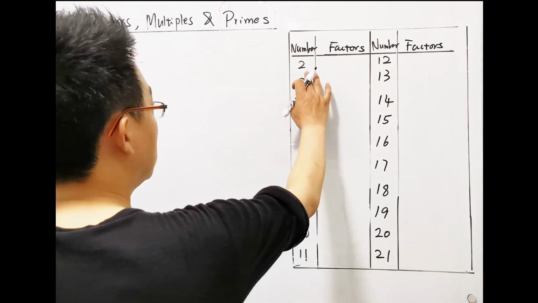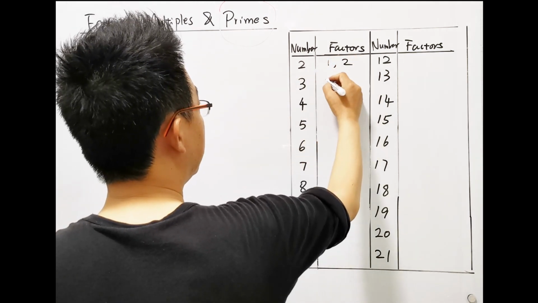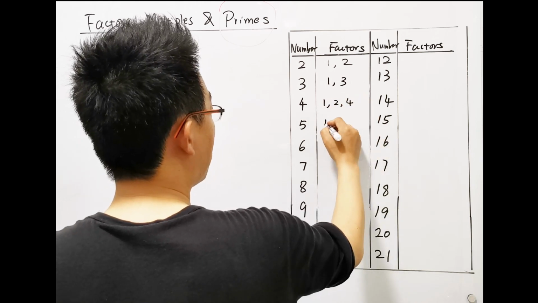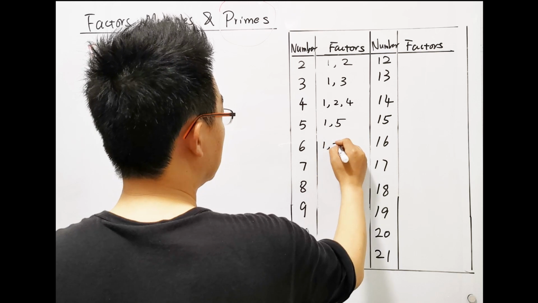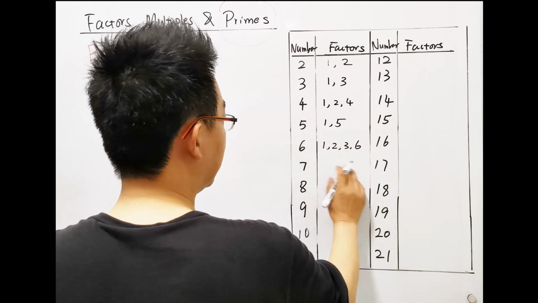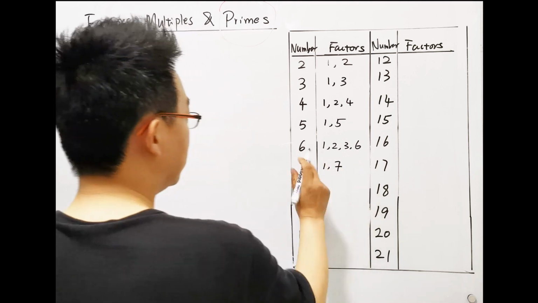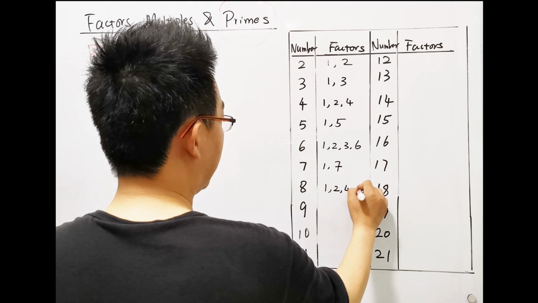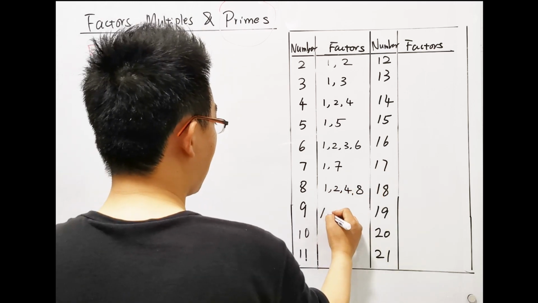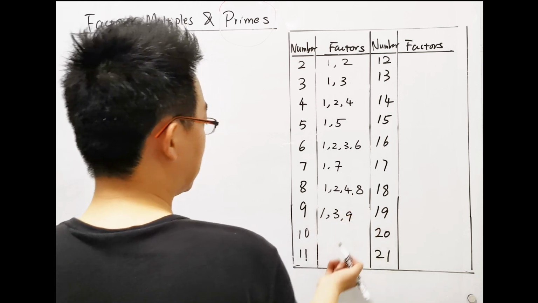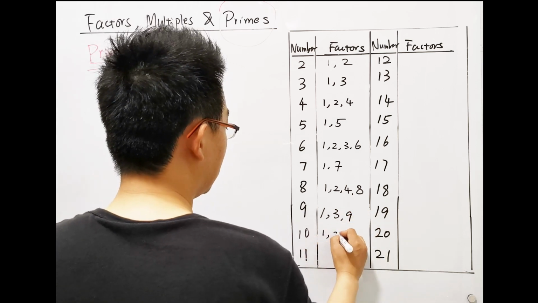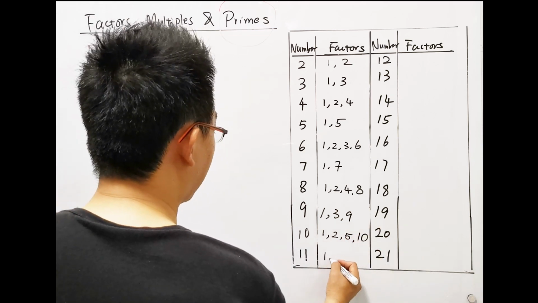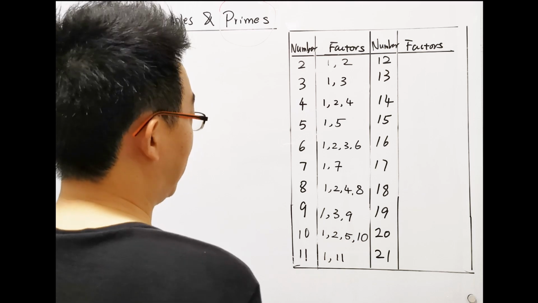For example, 2 we have 1, 2. 3 we have 1, 3, right? 4 we have 1, 2, 4. 5 has 1, 5. 6 we have 1, 2, 3, and 6. 7 we have 1 and 7. 8 we have 1, 2, 4, and 8. 9 we have 1, 3, and 9 itself. 10 we have 1, 2, 5, and 10. How about 11? 11 we have 1 and 11 itself. We don't have any other factors.